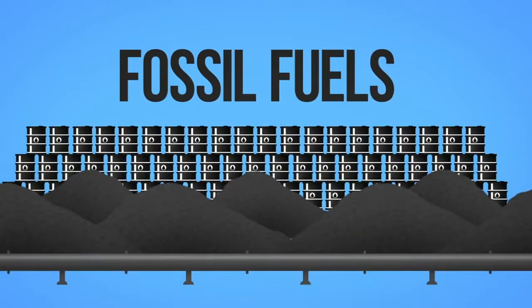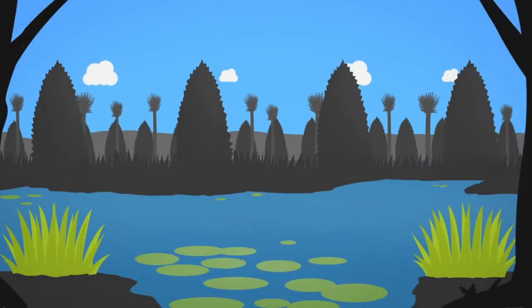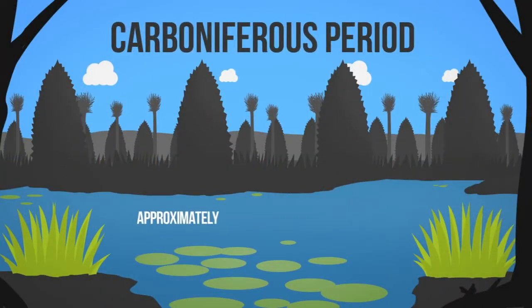Fossil fuels. Fossil fuel is a term used to describe a group of energy sources that were formed from ancient plants and organisms during the Carboniferous period approximately 360 to 286 million years ago, even before the age of dinosaurs. At that time, the land was covered with swamps filled with organisms and plants.